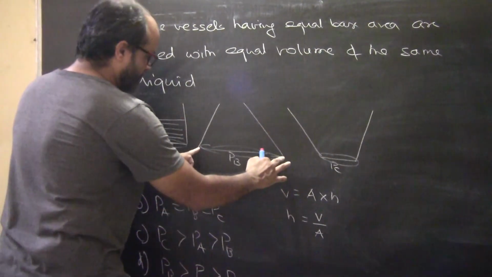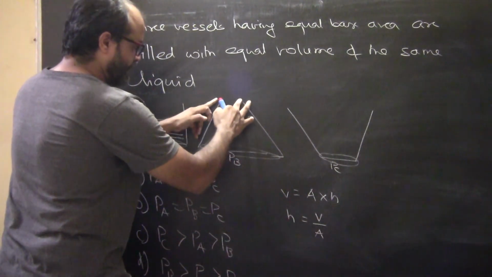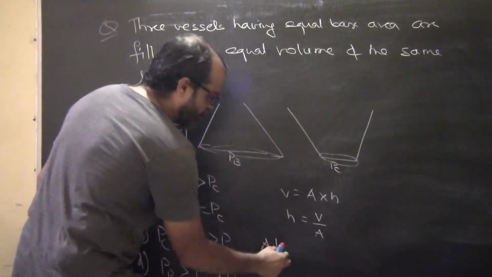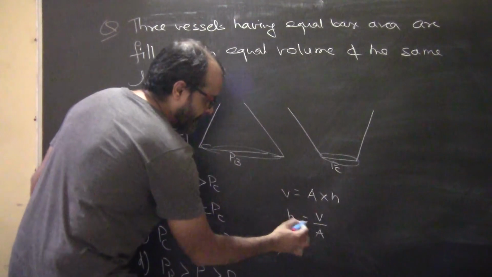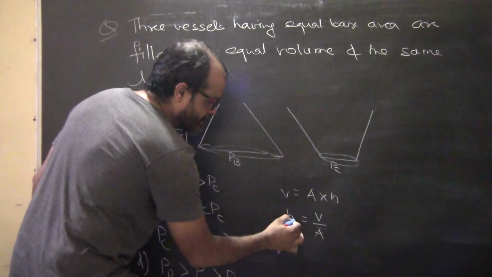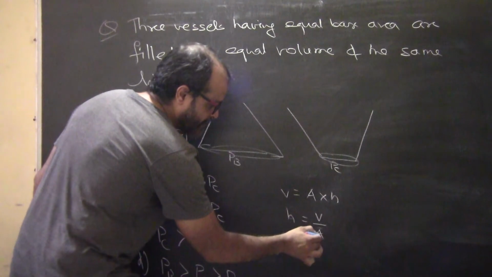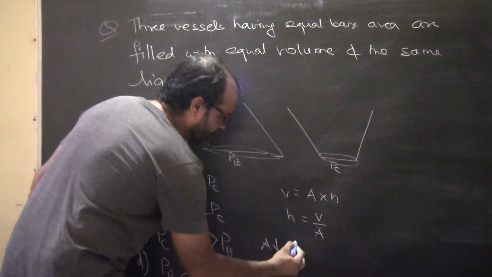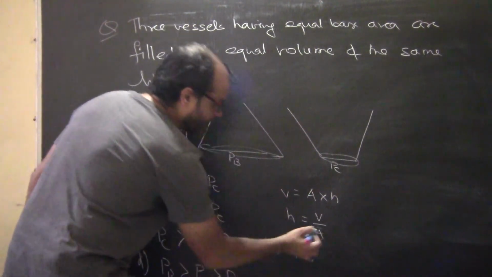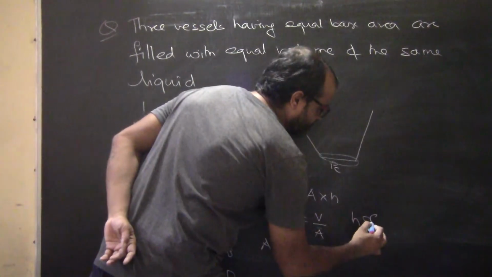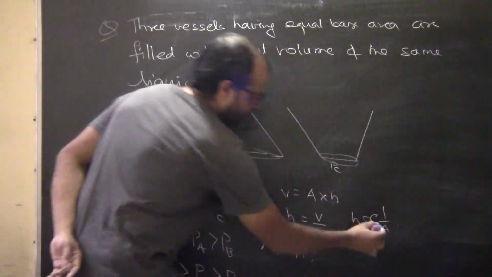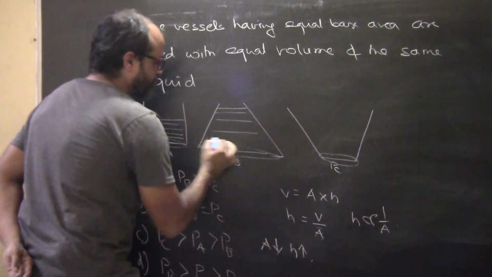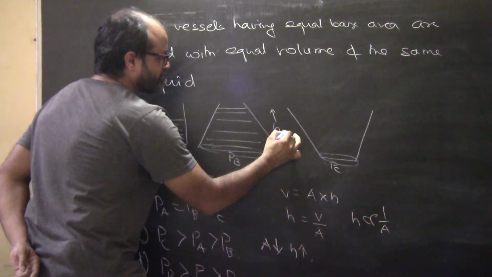Now look at this one. The area is decreasing. When area decreases, what will happen? In order to accommodate the same volume, see, height is dependent on area. The volume is the same, area is decreasing, and here the height is h. Then this height will increase. If area is decreasing, height is inversely proportional to area, so height will increase. So let's say this becomes HB.